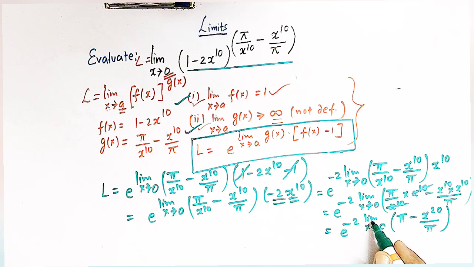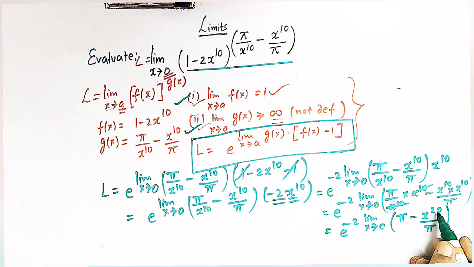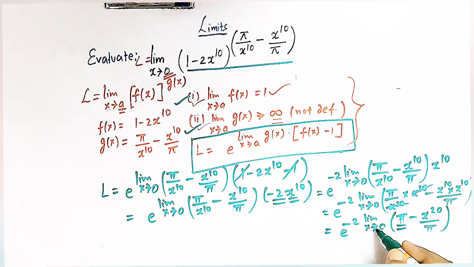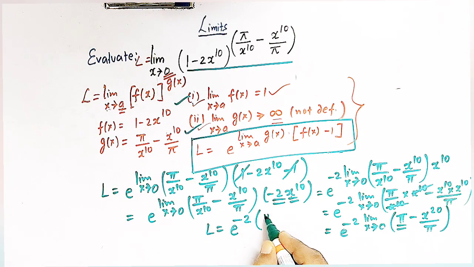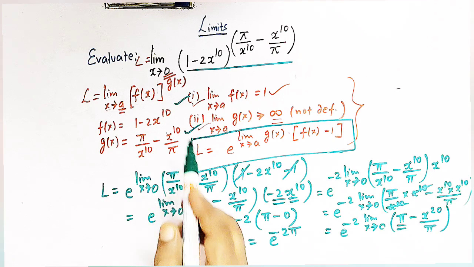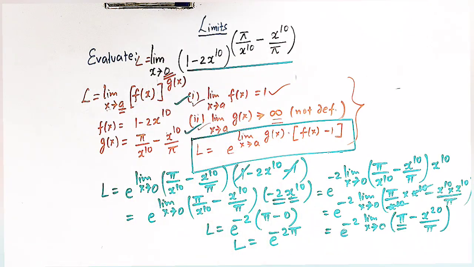So now this limit, that is limit x tends to 0 of pi minus x raised to 20 divided by pi, this second term is now 0, right? Because here we have only pi and it is independent of x. So here when we take x is equal to 0, then this expression is equal to pi minus 0. So the value of the limit L is now e raised to minus 2 times pi minus 0. So this is equal to e raised to minus 2 pi, right? So viewers, the value of this limit is equal to e raised to minus 2 pi.